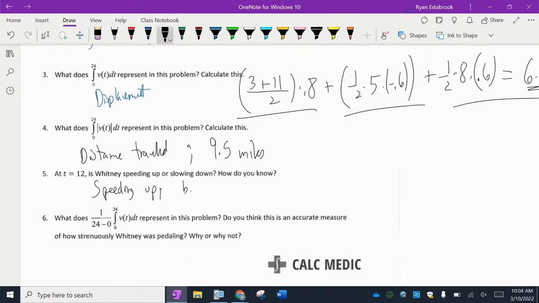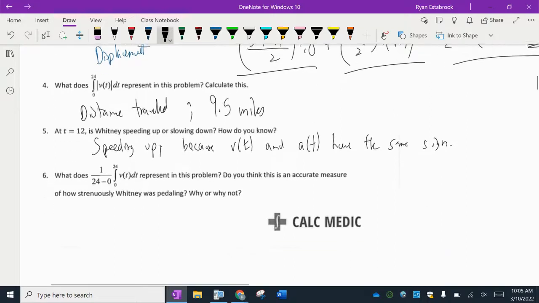And we know that because v of t and a of t have the same sign. They could both be positive, they could both be negative, but they have the same sign. That's how we know she is speeding up.